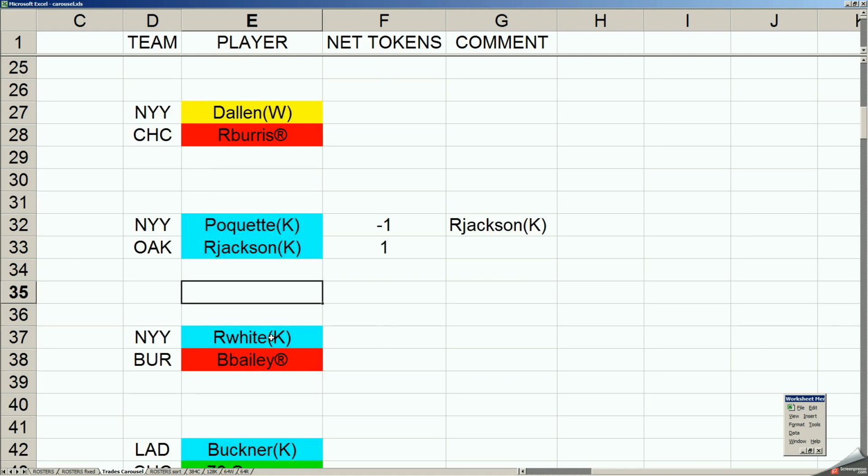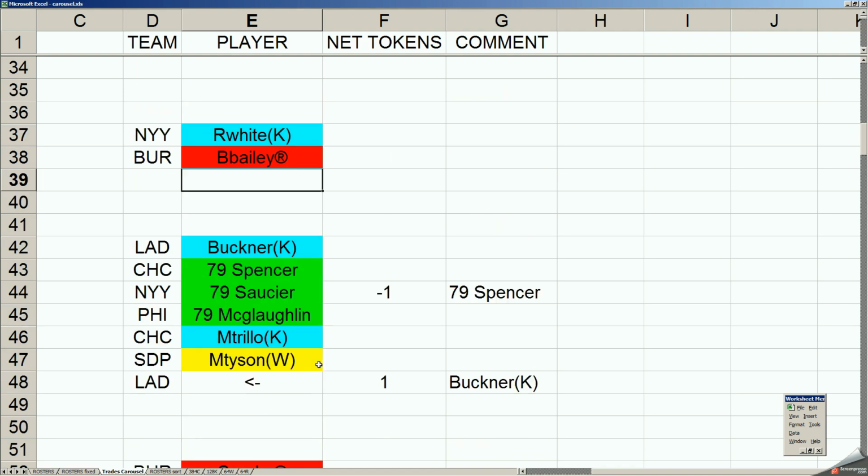All right, next up, the Yankees shipped Roy White. They have an excess of outfielders, for retired Bailey. Now here, I don't compensate the Yankees because I didn't think Roy White was really that valuable. He's near the end of his career, only has a couple years left. He doesn't have a lot of value, so it wasn't worth giving them a token for that.